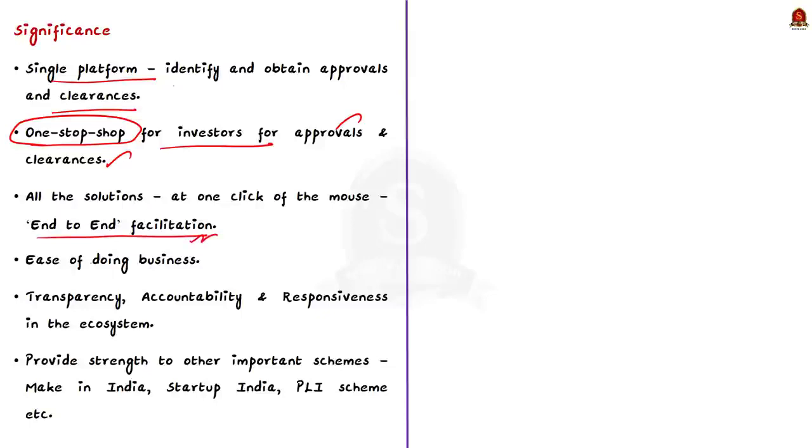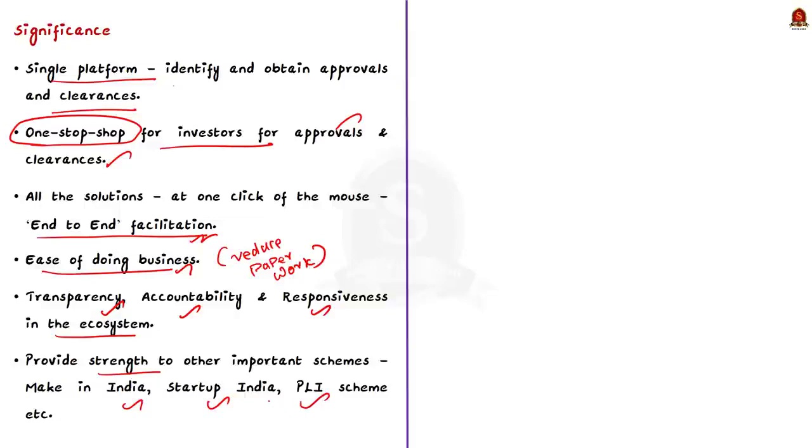This would help in ease of doing business because it would reduce the paperwork, duplication and information asymmetry in different portals, because here all the information will be available on a single dashboard. This would bring in transparency, accountability and responsiveness in the ecosystem. So, NSWS will provide strength to other important schemes like Make in India, Startup India and the PLI scheme.